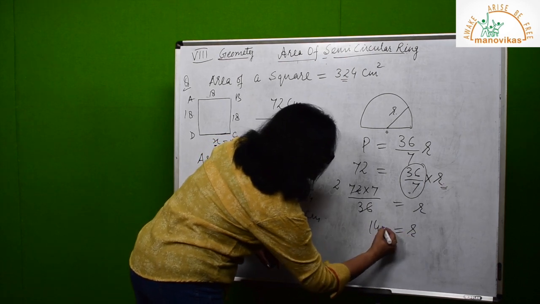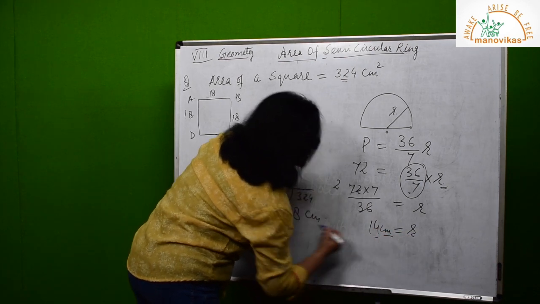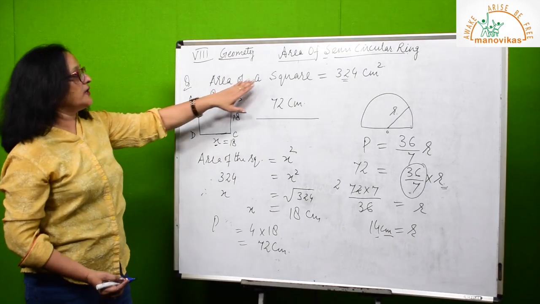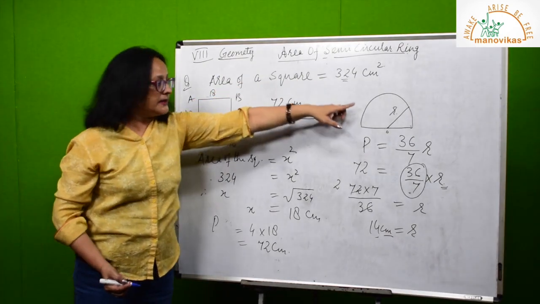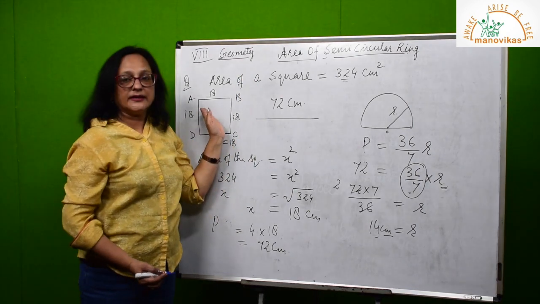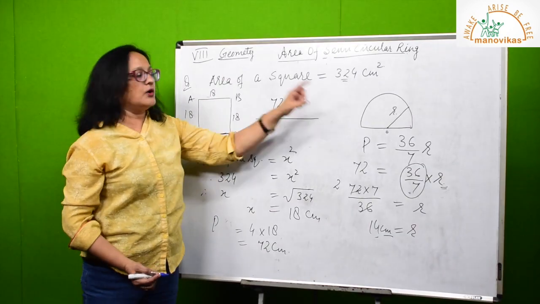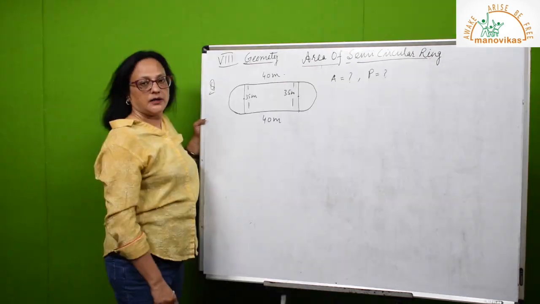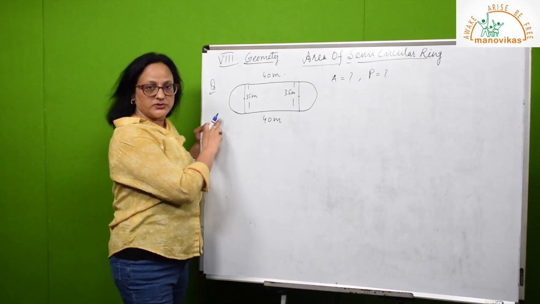So R is equal to 14 centimeter is your answer. So if you are given the area of any figure, same method you will apply to find the length of the square or the radius of the semicircle. Okay, now I am taking another question.